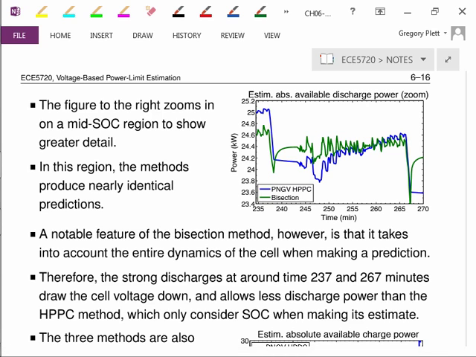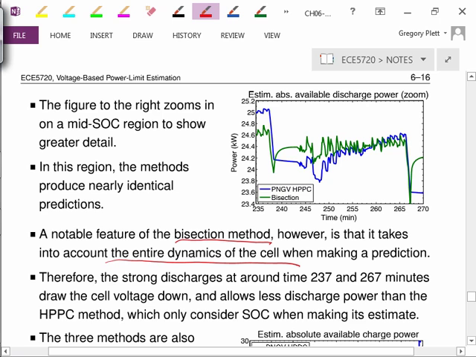that there are similarities, but there are differences between the methods. There's nearly identical predictions, but some of the characteristics are quite different. So the bisection method uses the full cell model, so it takes into account the entire dynamics of this cell. Something very interesting happens here. So HPPC is using SOC only, and I'm doing a big discharge right there, and then a rest.